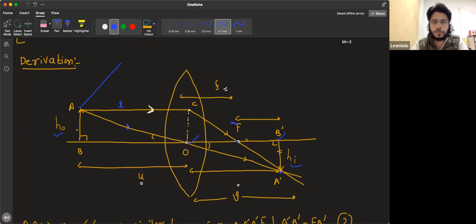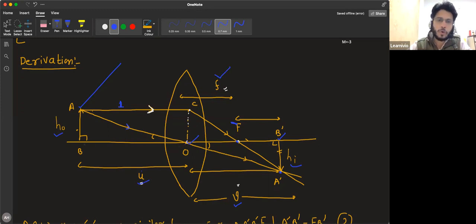Sure, V. And what does V mean? Image distance. So your AB is your object and the image is A prime B prime. The distance between the center of the lens and A prime B prime is V. That is your image distance. And this is your object distance U. And the focal length of the lens is F. So you have to relate this object distance, this image distance, and the focal length.